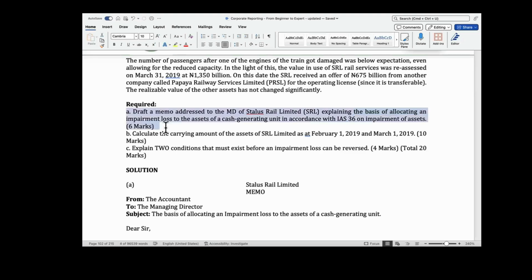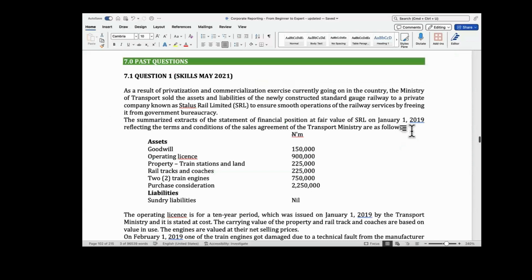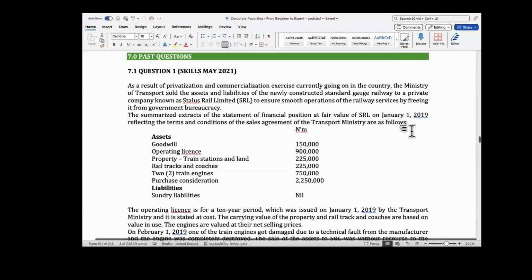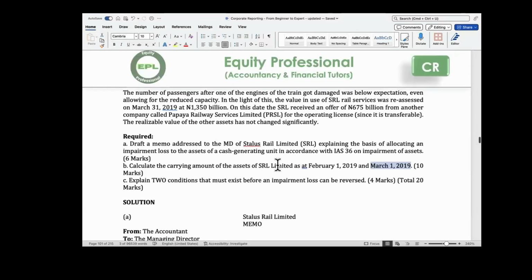Now, calculate current assets of SRL at February 1st, 2019 and March 1st, 2019. Okay, so you see, when they ask this question, a lot of students didn't even know that what they wanted is impairments, especially in this part B, when they just say calculate carrying amount. Knowing fully well that carrying amount is cost minus accumulated depreciation minus accumulated impairment losses. But here, depreciation is not present. It's only impairment loss, because the question didn't even mention anything around impairment loss.